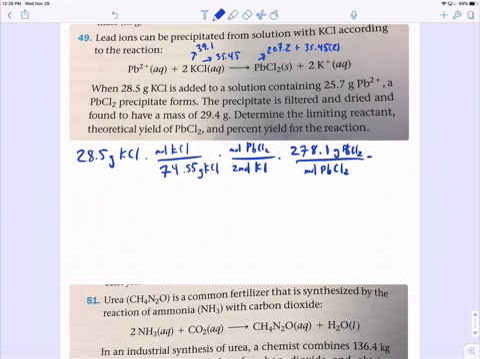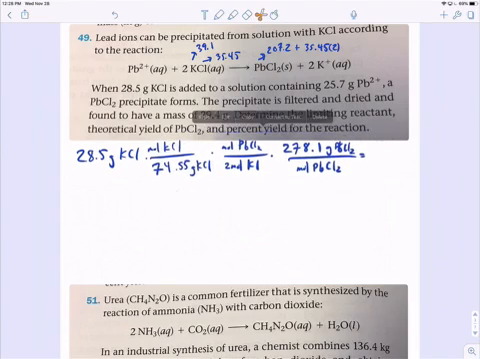Okay, and if we run this through, out of space. So 28.5 divided by 74.55 divided by 2 times 278.1. I'm getting 53.